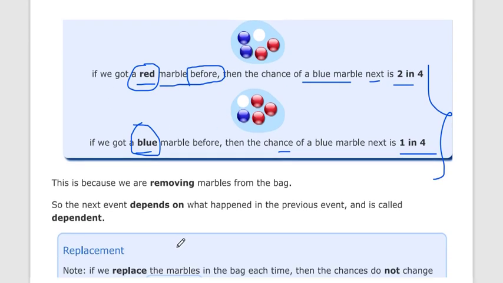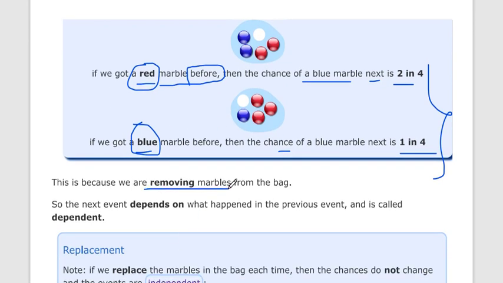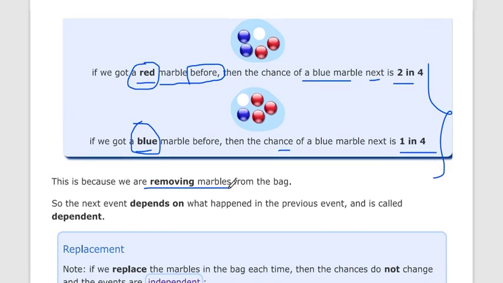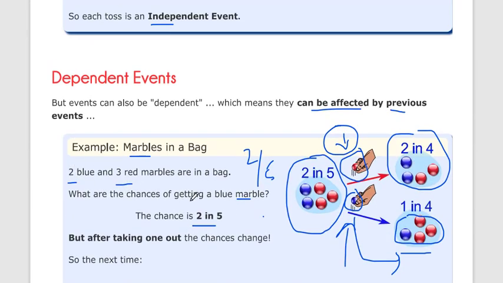This is because we are removing marbles from the bag. If, say, we first picked the blue marble, and then we put that marble back in the bag, the first event and second event will remain the same. Why? Because in the first outcome there are 5 marbles, 2 blue and 3 red. In the second outcome also there are 5 marbles, 2 blue and 3 red. Then both of these become independent events.